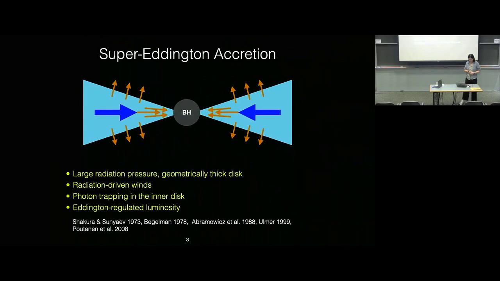So just to start off this talk with a little bit of theoretical background of super-Eddington accretion. We expect this accretion flow structure and geometry in super-Eddington accretion to be rather different from the standard thin disk picture. In particular, the large radiation pressure is going to puff up the disk to be geometrically thick. And also this radiation pressure, added with magnetic fields, can drive very powerful winds, and we also expect the radiation to not leak out very efficiently in these systems because of the photon trapping effect in the inner disk.